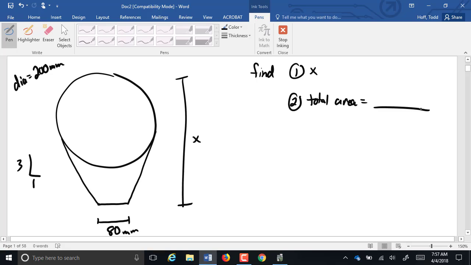There's your homework for today. Find the x dimension and the total area.